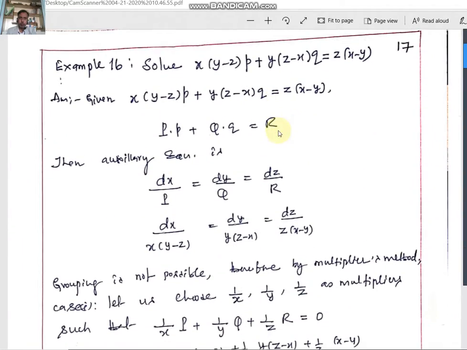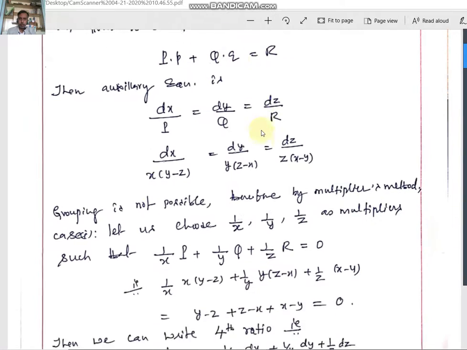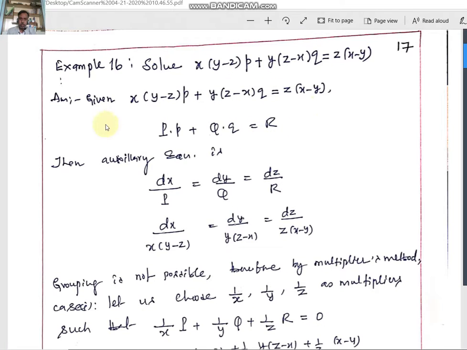Okay, next example. Solve x into y minus z into p plus y into z minus x into q is equal to z into x minus y. We can observe that small p and small q are dou z by dou x and dou z by dou y, and this will be chosen as capital P and this as capital Q. The right hand side function will be chosen as R. Therefore, it becomes capital P into p plus capital Q into q is equal to R. That is Lagrange's linear equation.